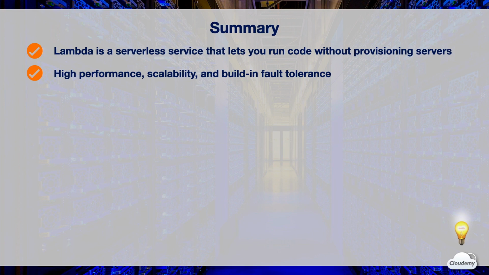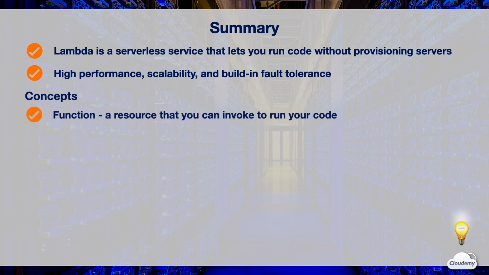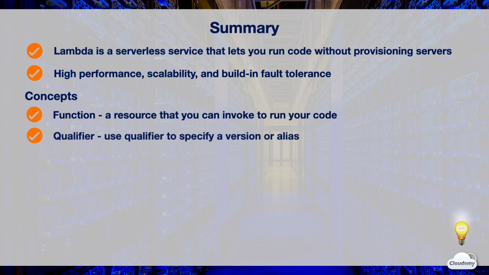Lambda runs code in parallel, and automatically scales to support incoming requests. There is no limit to the number of requests your code can handle. A Lambda function is a resource that you can invoke to run your code. A function has code that processes events, and a runtime that passes requests and responses between Lambda and the function code. When you invoke or view a function, you can include a qualifier to specify the version or alias.